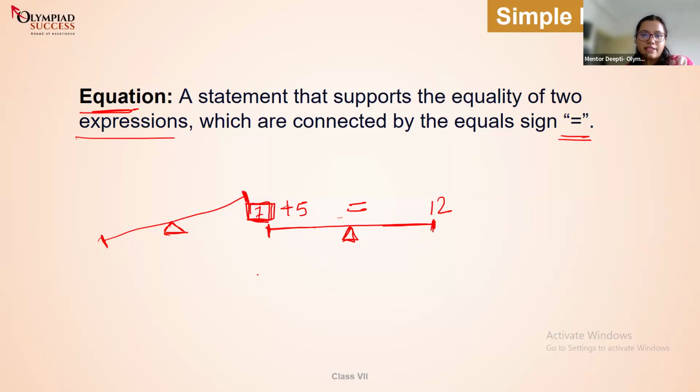And if you like integers, I'll take one more example. For example, there is 6 plus this box, and it is equal to, let's say, 4. So what will be here in the box? Can you write your answer in the chat box? What will come here in the box so that these two expressions are equal?